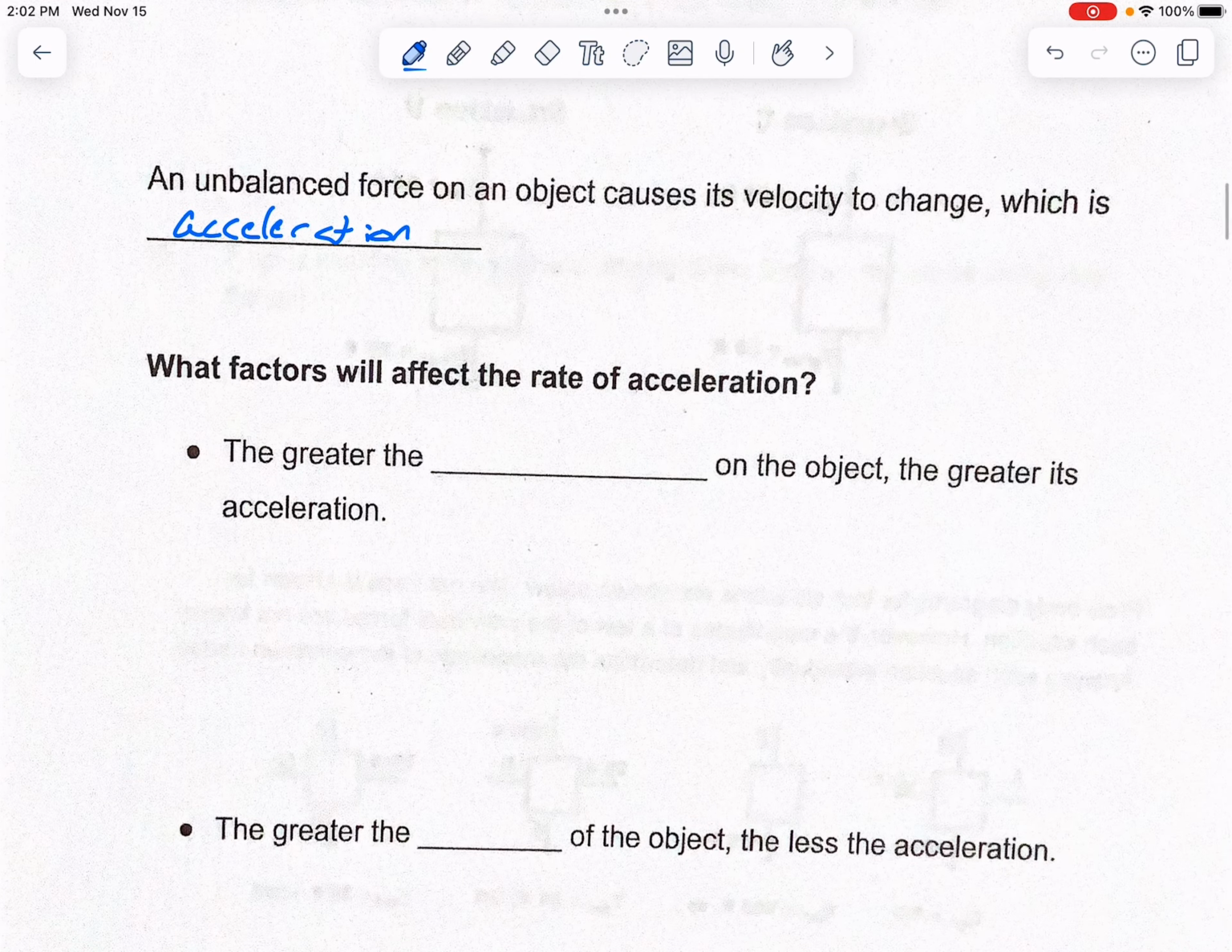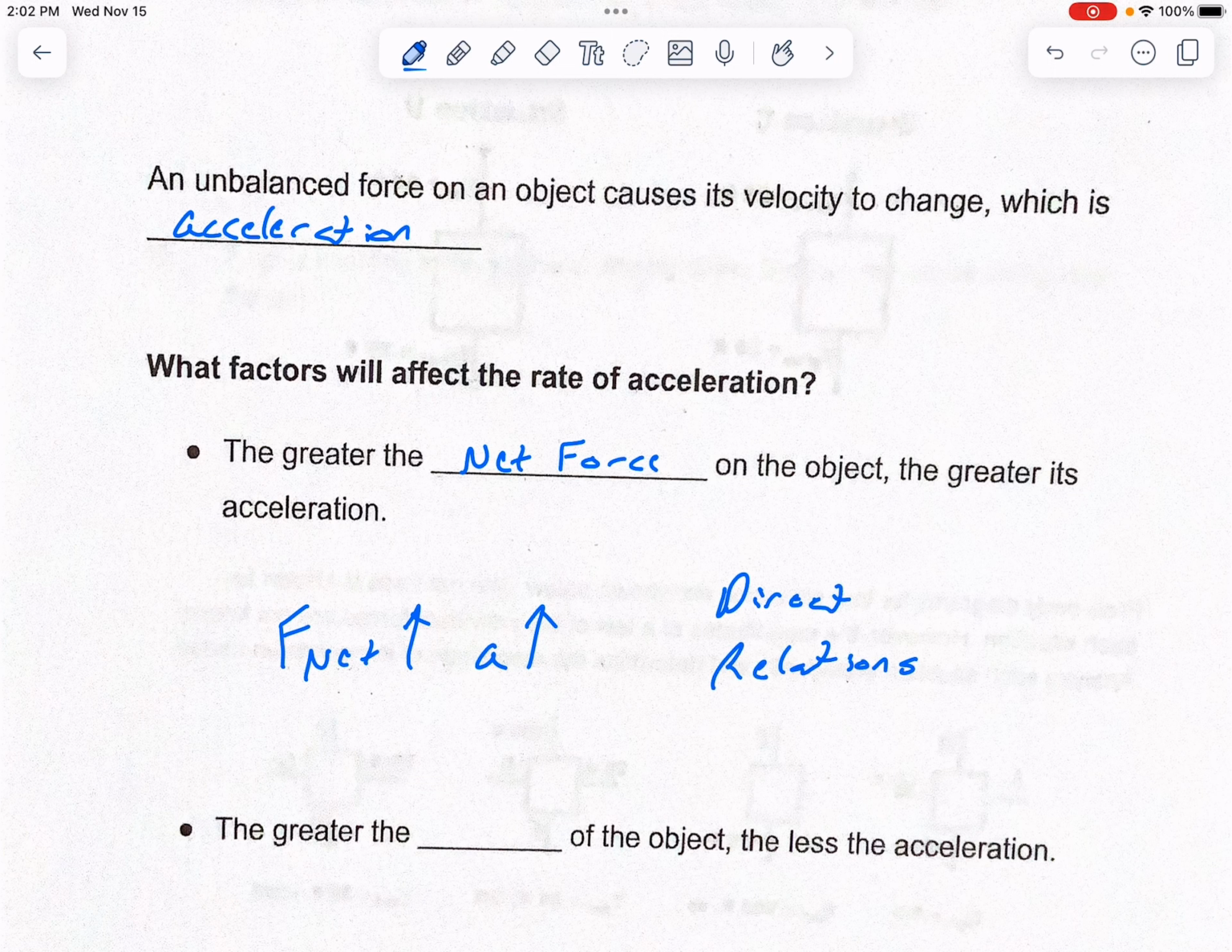So what factors will affect the rate of acceleration? The greater the net force on the object, the greater the acceleration. So if F net goes up, acceleration goes up. That's called a direct relationship. If one goes up and the other one goes up, that is direct in their nature.